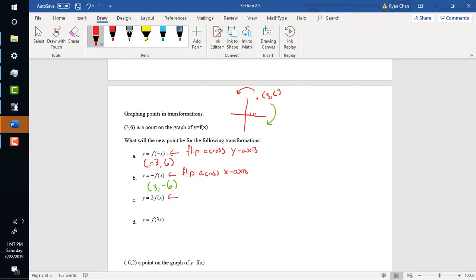So here, this is what's called a vertical stretch by 2. Now, you want to make sure not only do you understand the type of transformation, but you want to understand what operation is being handled. So if I'm doing a vertical stretch by 2, that means I'm multiplying my y by 2. So since I'm starting off with 3, 6, this now becomes 3 comma 12.